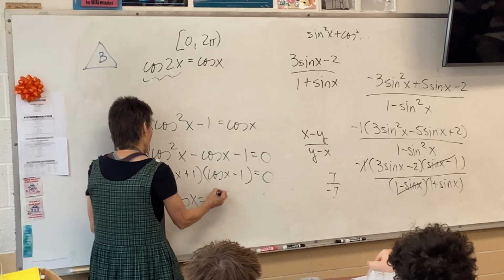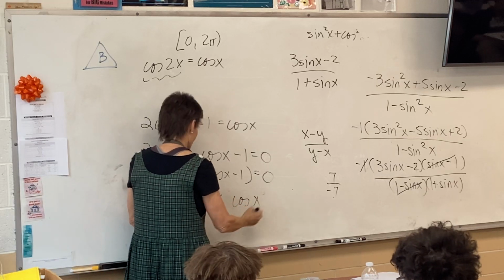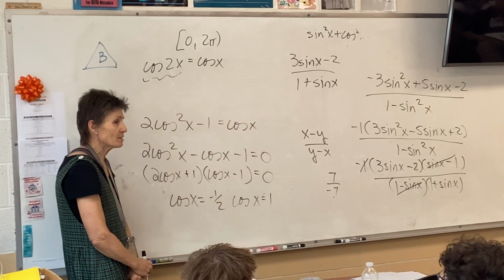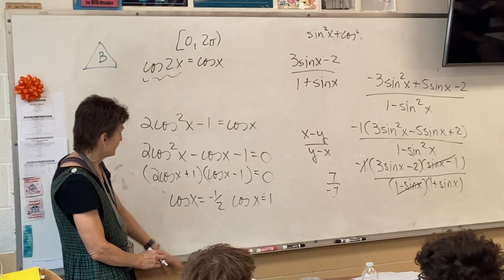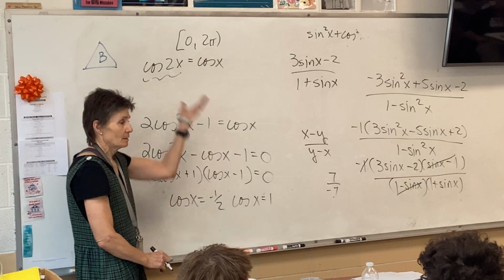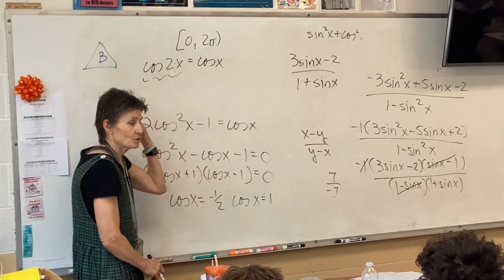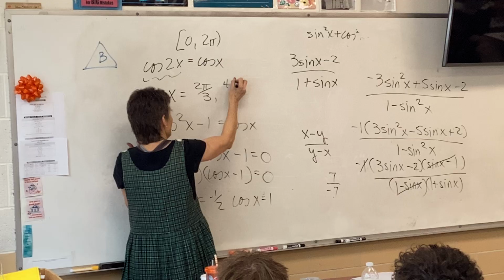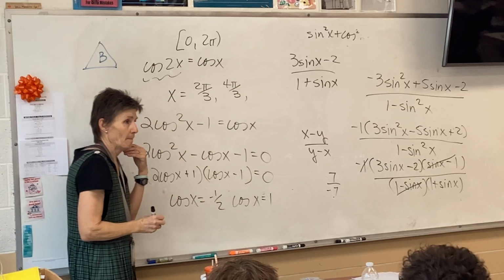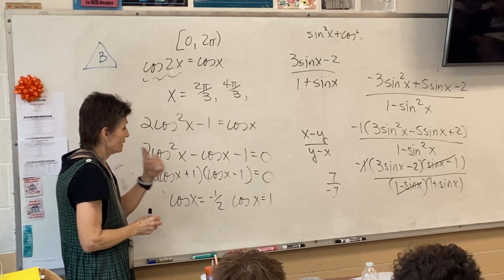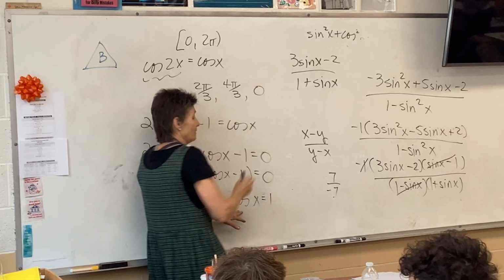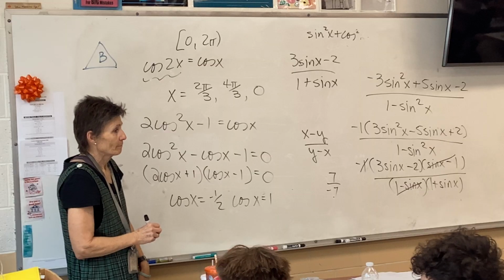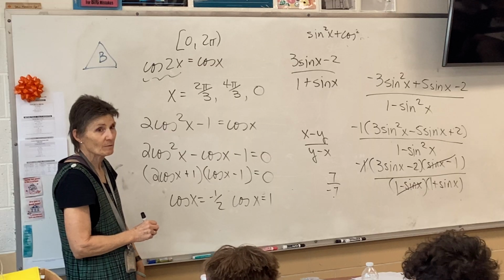So this is not an inequality, so I only need my angles, close to the other problem we did, but not quite. Where does the cosine equal negative 1/2? 2 pi over 3 and 4 pi over 3. And where does the cosine equal 1? At 0. Is that okay with everybody?